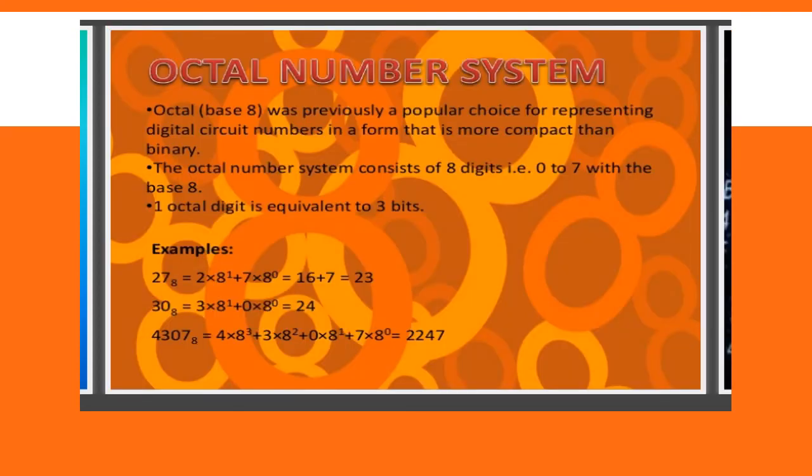Octal number system. The octal number system consists of 8 digits, for example 0 to 7, with the base 8. The procedure of octal to decimal conversion is similar to binary to decimal conversion. The only difference is the change of base.